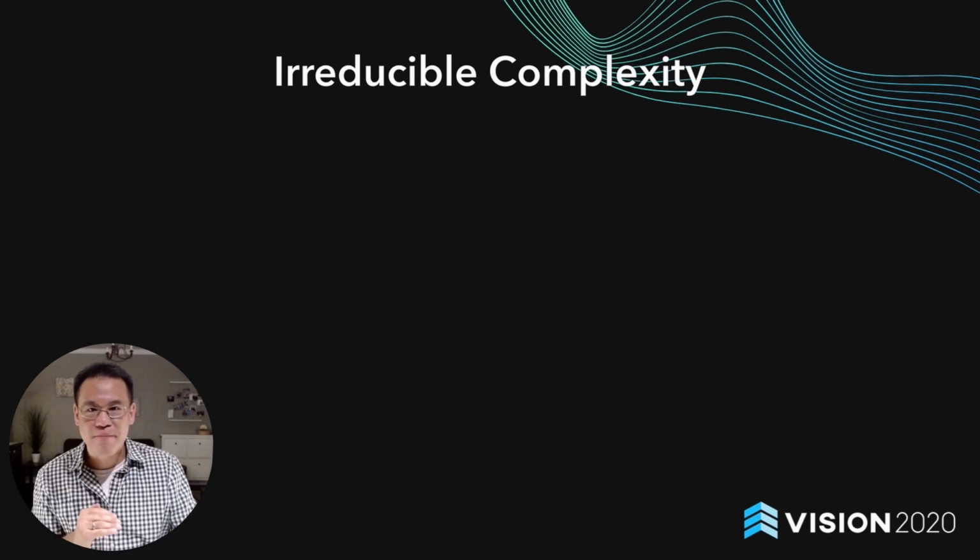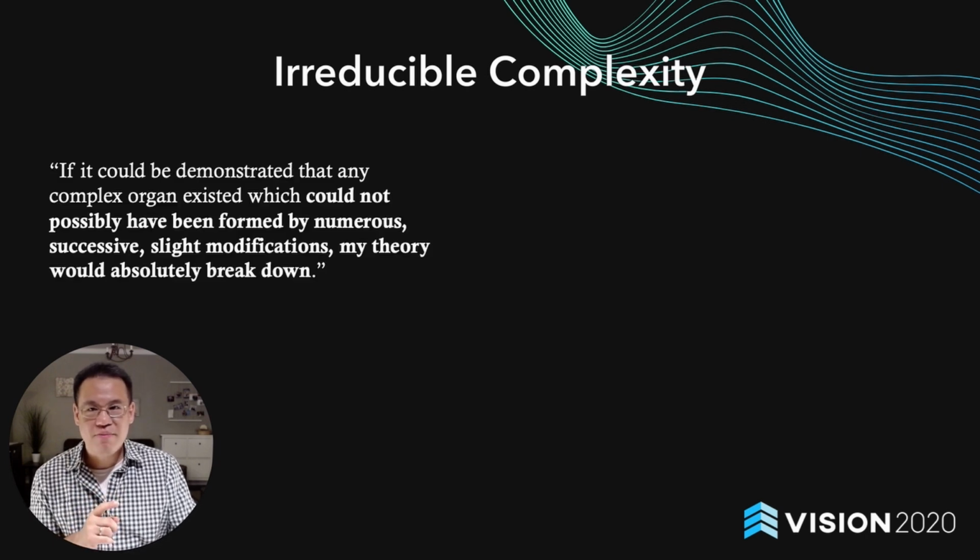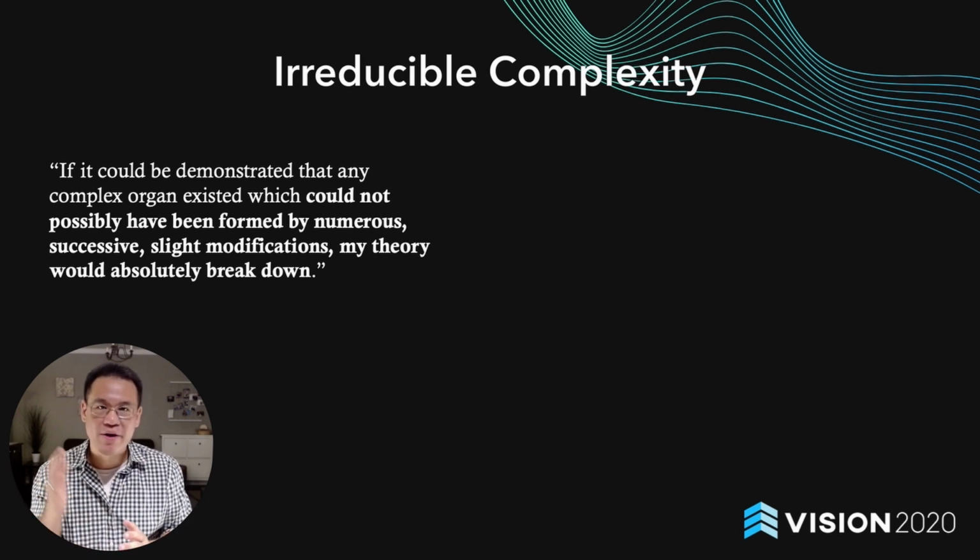But what about the irreducible? Again, going back to what Darwin said about complex organs. He said, if it could be demonstrated that any complex organ existed which could not possibly have been formed by numerous successive slight modifications, my theory would absolutely break down. Well, what other type of biological system could not be formed by numerous successive slight modifications? It's a system that is irreducibly complex. And so what does that mean?